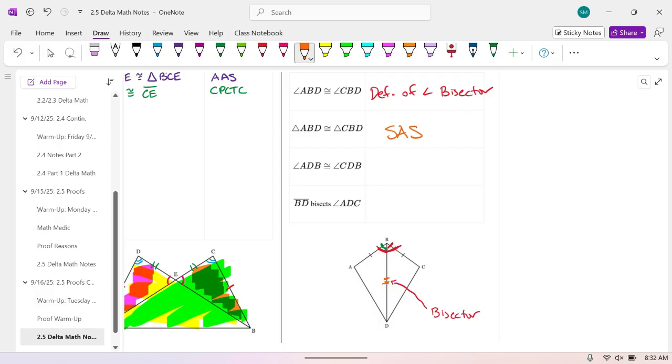All right. Then that means angle ADB is congruent to angle CDB. So they're saying that this angle is congruent to this angle. Why is that true? I heard it. Someone say it. We already proved the triangles are congruent, so the parts are congruent by CPCTC. I know it's a lot of C's.